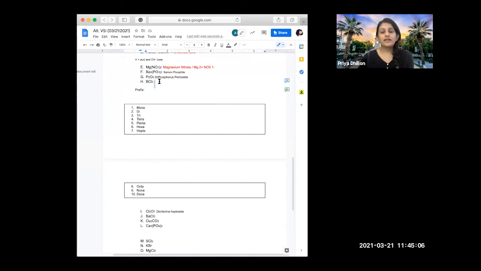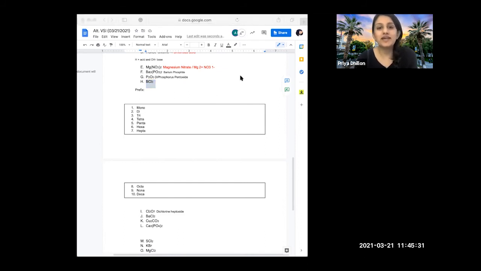Okay. And then another question was, how do you know when to use these prefixes? Like, why do we use it for these? Why can't I use it for something like monobromine, trichloride, or something like that?